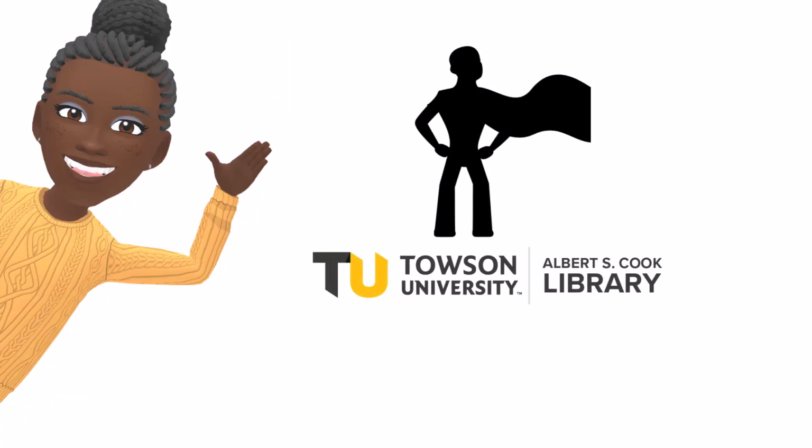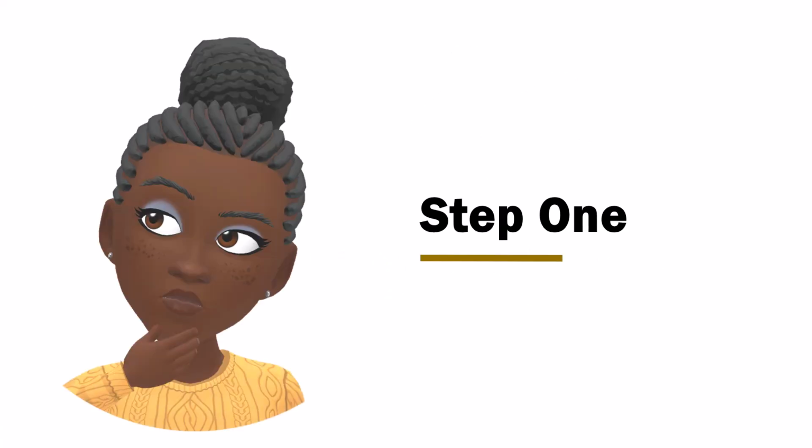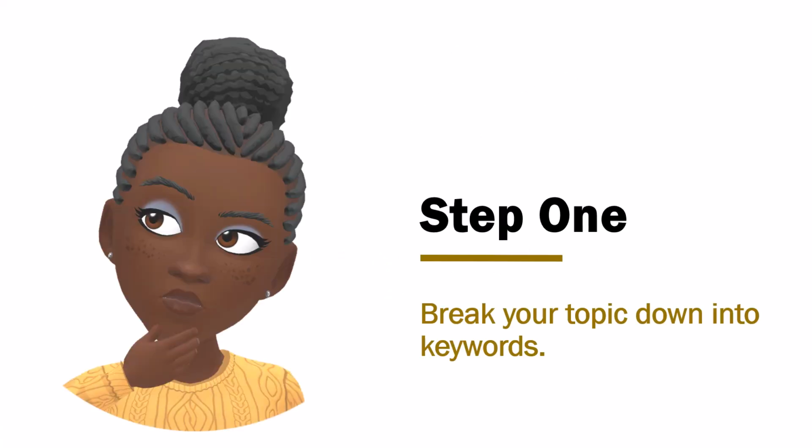This video will help Harriet and you come up with a good list of keywords so she can search a database to find great sources on her topic. The first step to a good search is to take your research topic and break it down into keywords. We need to do this because databases will look for sources that have all the words you type in, even really common ones like the, for, or a.